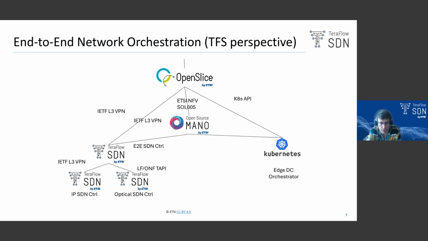the one related with optical control. This is something that TeraFlowSDN is also able to do. We relate with other ETSI SDGs at the moment, like OpenSlice and Open Source MANO. We have been collaborating with them in order to have a seamless transition between the service connectivity that is requested from OpenSlice or OSM and the deployed one.